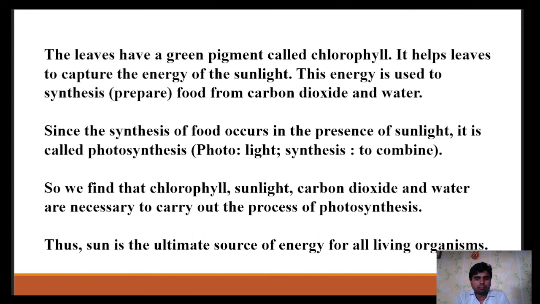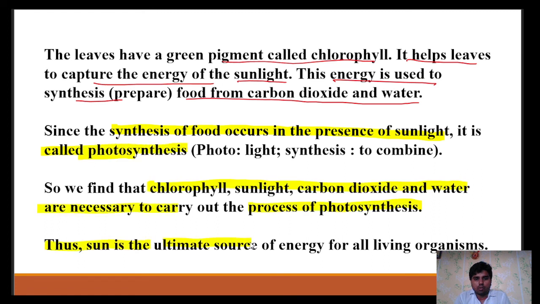Now moving forward, see student, the leaf has a green pigment called chlorophyll. It helps the leaf to capture the energy of sunlight. This energy is used to synthesize food from carbon dioxide and water. Since the synthesis of food occurs in the presence of sunlight, it is called photosynthesis. So we have found that chlorophyll, sunlight, carbon dioxide and water are necessary to carry out photosynthesis. Thus, the sun is the ultimate source of energy for all living organisms. I hope you have understood this.